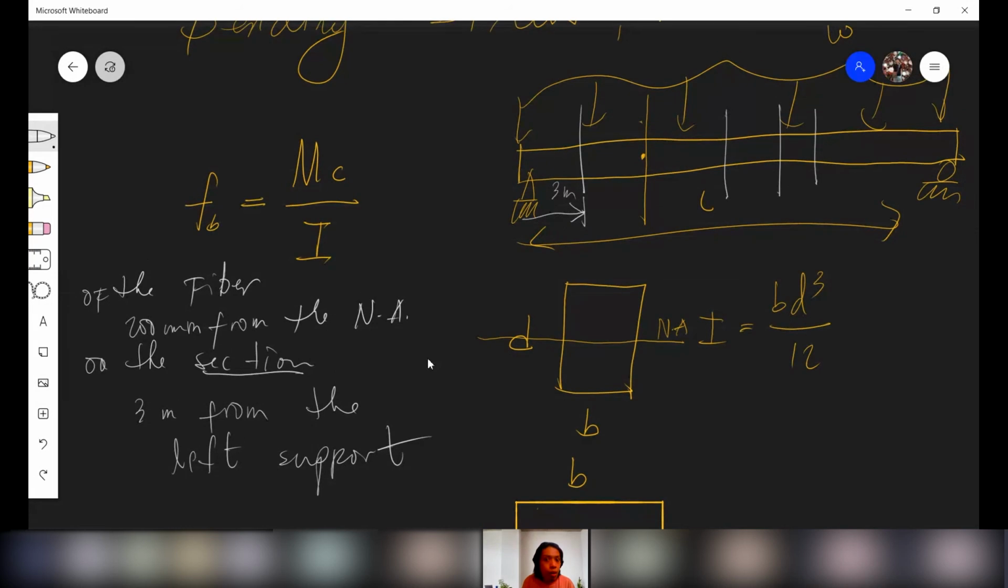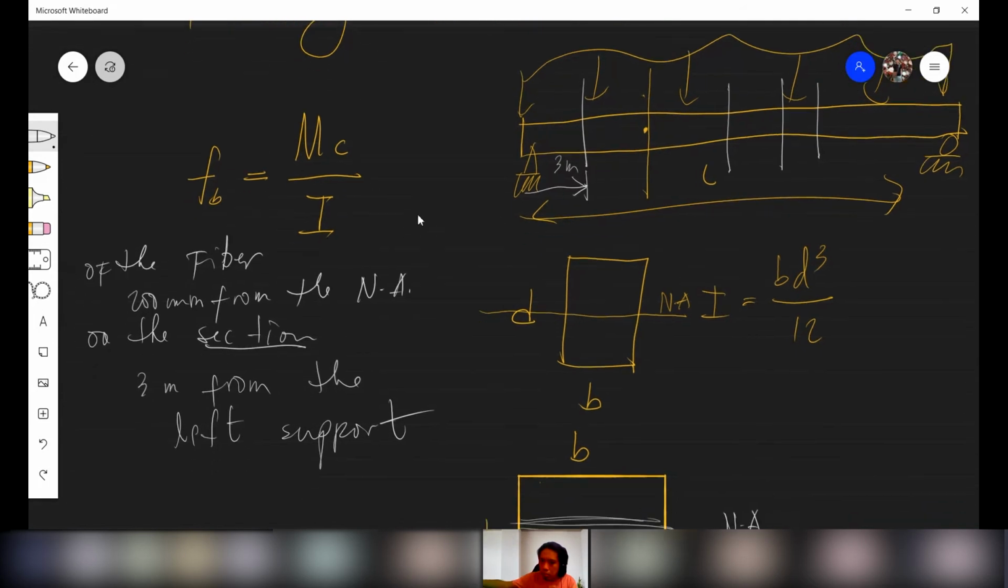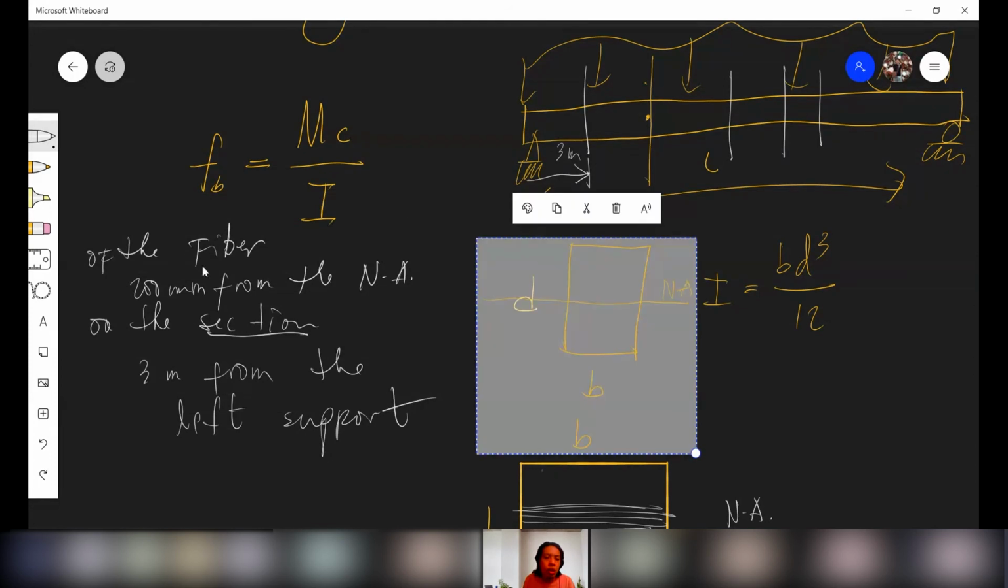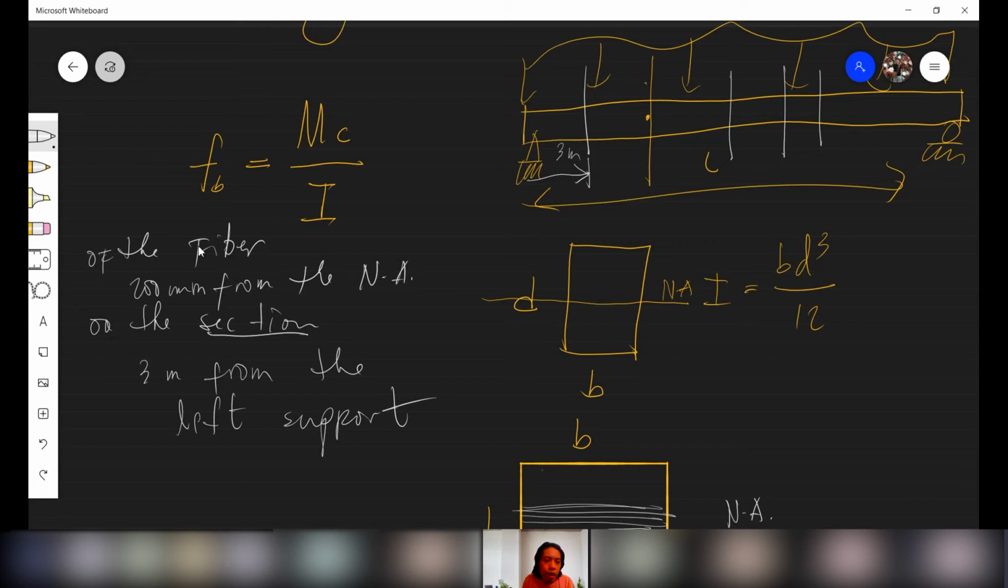Okay ha? Section, ibig sabihin, kung haing diin dapit han beam, ang imo bibilngon nga stress. So, 3 meters from this section. Ibig sabihin, ang imo moment ay depende kung hain nga section. Kaya 3 meters from the left support nga section. So, bibilngon mo kung ano ang moment sa particular section. Okay. Ano naman ito? Ibig sabihin nito, on the fiber, 200 mm from the neutral axis.